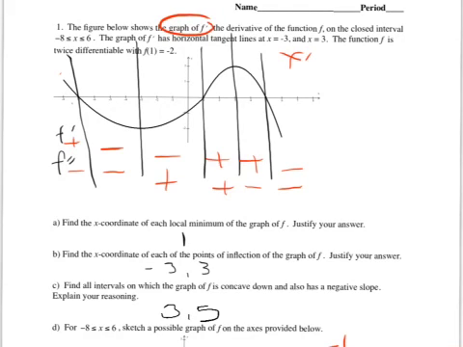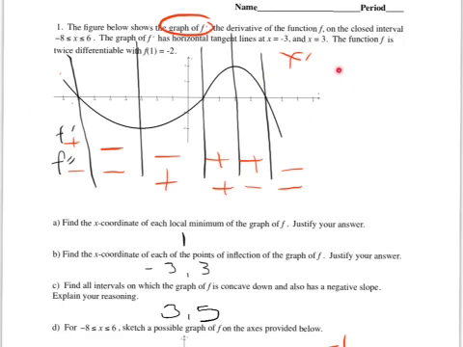Alright, question 1 is stating the figure below shows the graph of f prime, the derivative of the function f on the closed interval -8 is less than or equal to x less than or equal to 6. The graph of f prime has horizontal tangent lines at x equals -3 and x equals 3. The function f is twice differentiable with f of 1 equals -2.